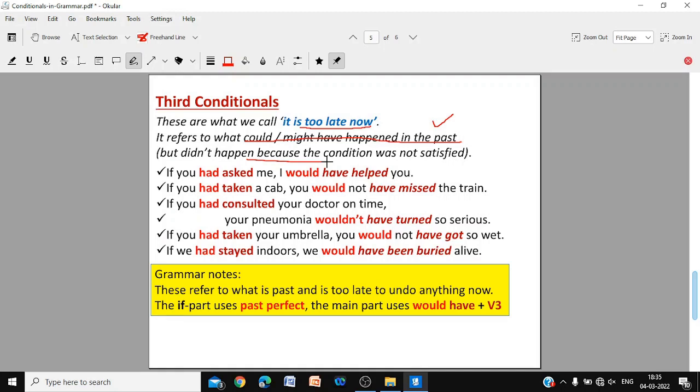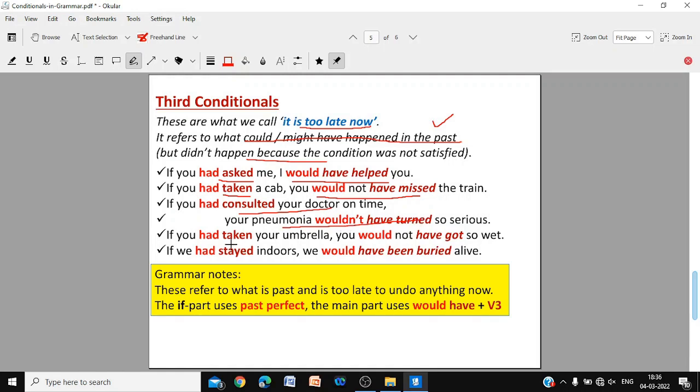There's no undoing it. If you had asked me, I would have helped you, but you did not ask me and I did not help you and now it's too late. If you had taken a cab, you would not have missed the train, but you did not take the cab, the train is gone and there's nothing more to do. If you had consulted your doctor on time, your pneumonia wouldn't have turned so serious, but you did not go to the doctor and now you have to suffer the pneumonia. You can't do anything else now.